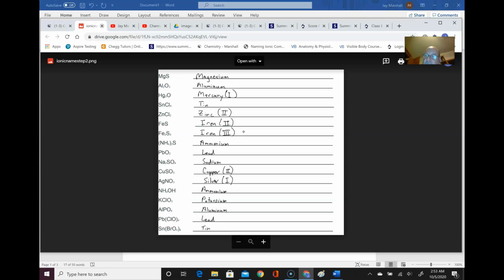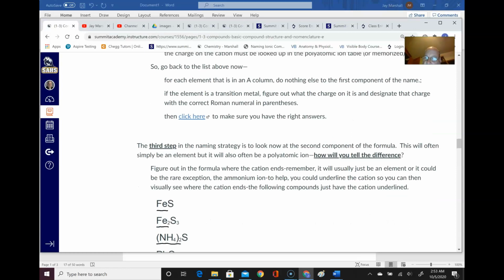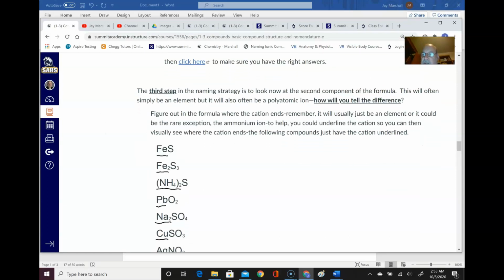So you've got this in your notes to make sure that you've got the correct answers for your worksheet. Okay, so now I'm going to go back to my strategy, and now I've got a third step.